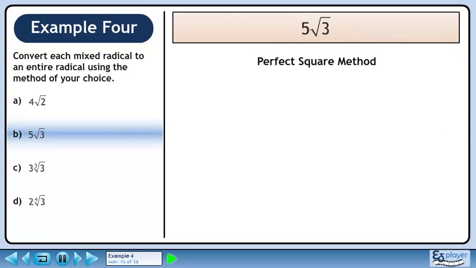Now we'll do this using the perfect square method. Rewrite 5 root 3. Five can be written as root 25. Multiply the radicals together to get root 75.